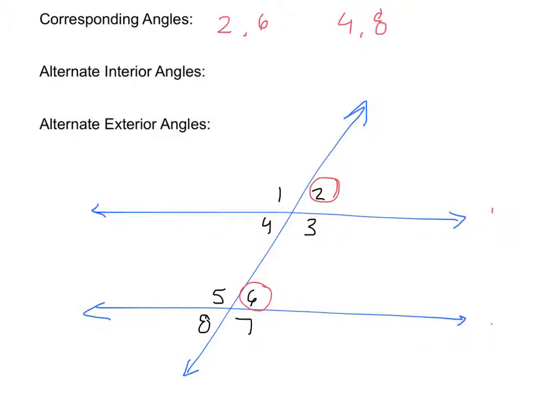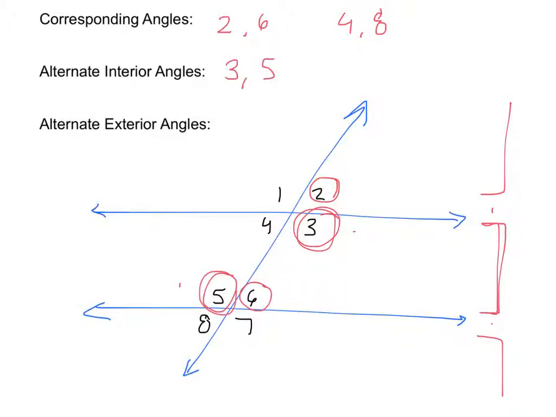Alternate interior angles are angles such as 3 and 5 that are on opposite sides, so they're alternate, but they're on the interior. So this is going to be the interior, and this and this is the exterior. For example, 3 and 5, or 4 and 6.